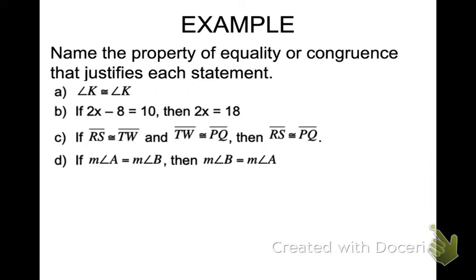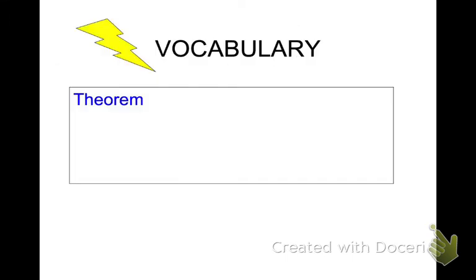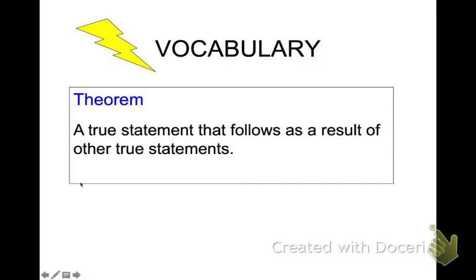All right, so we've talked about postulates, right? Postulates were statements that we just say they are what they are without any proofs. Now we're going to be adding some theorems into the mix as we continue throughout this course. And a theorem is a true statement that follows as a result of other true statements.